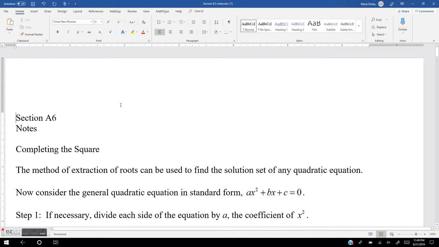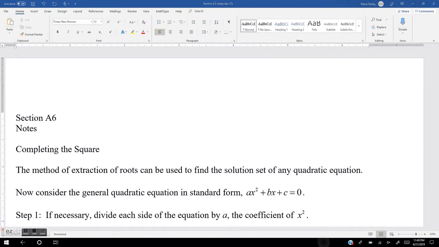Here we go with completing the square. So completing the square we're going to be using for this unit, and in this unit we're going to be studying what's called conics. Now we're going to start off with parabolas. Now completing the square you did do in your Algebra 2 course, but it may have been a while. So let's walk through this.